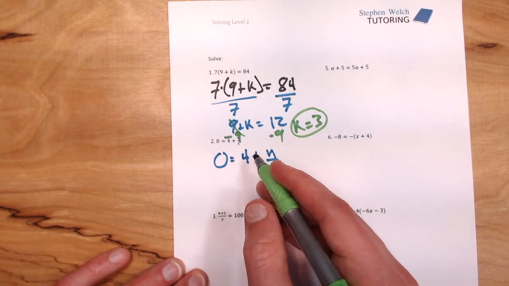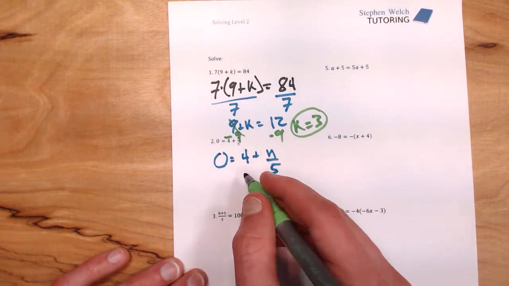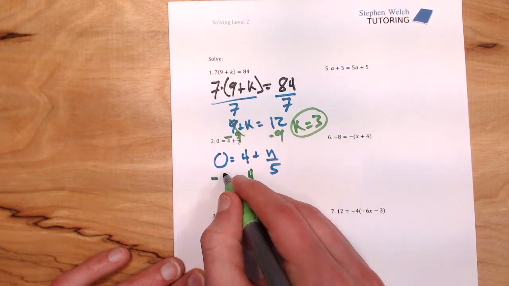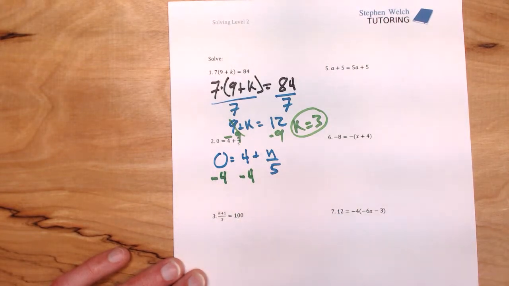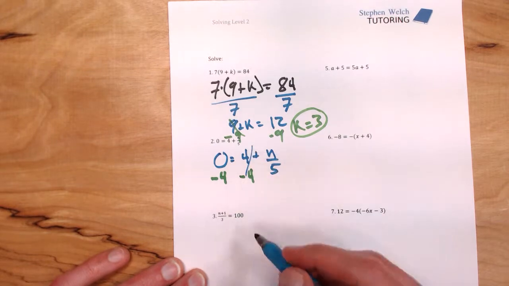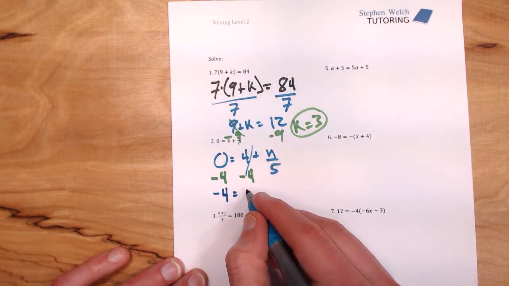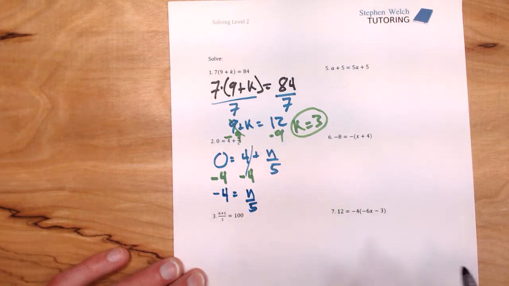So to move this 4 over, right now it's added. So the opposite of adding is subtracting. So I'm going to subtract 4 from both sides. These are going to cancel. And I'll get minus 4 is equal to n divided by 5.